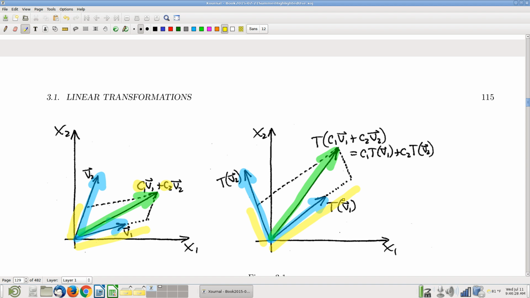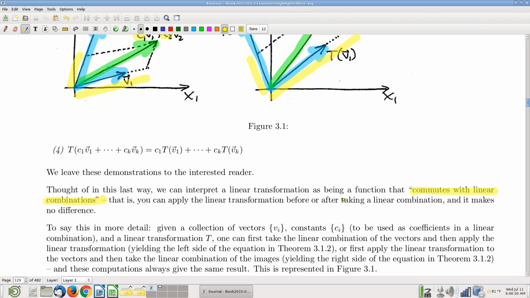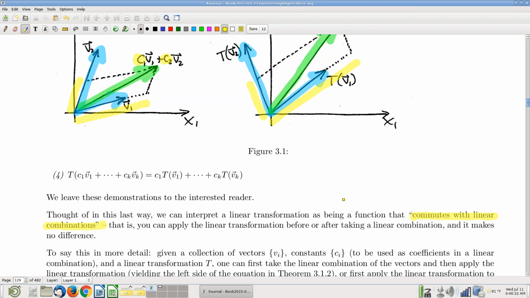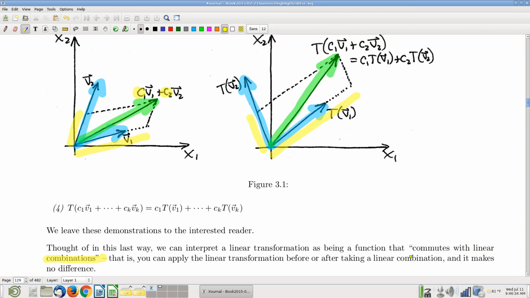Okay. All right, so cool. A little bit of lingo. Very commonly, people say that such a function commutes with linear combinations. Y'all remember this term, commutes, right? So A times B equals B times A. Whether you do the A first or the B first, you can do A first and then B, or B and then A, and it doesn't make any difference. So the idea of commuting is that you can change the order and it doesn't matter.